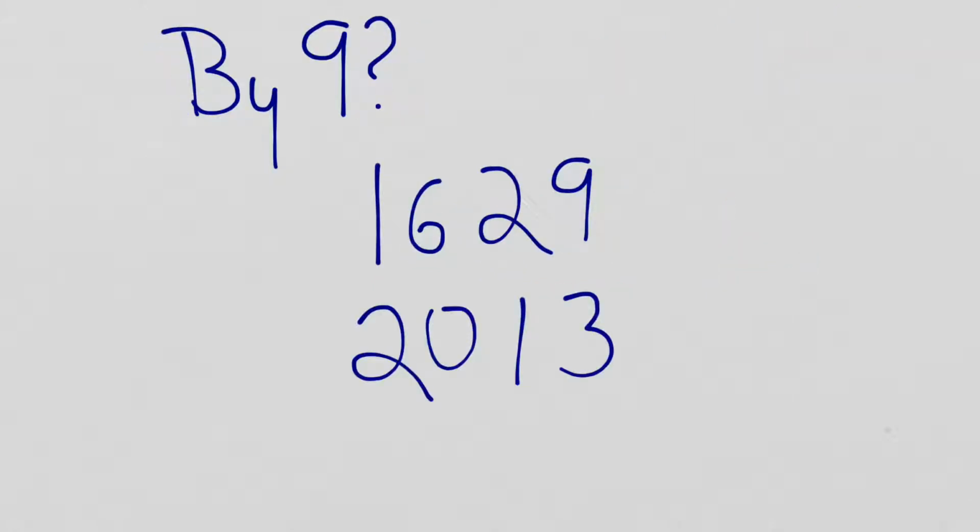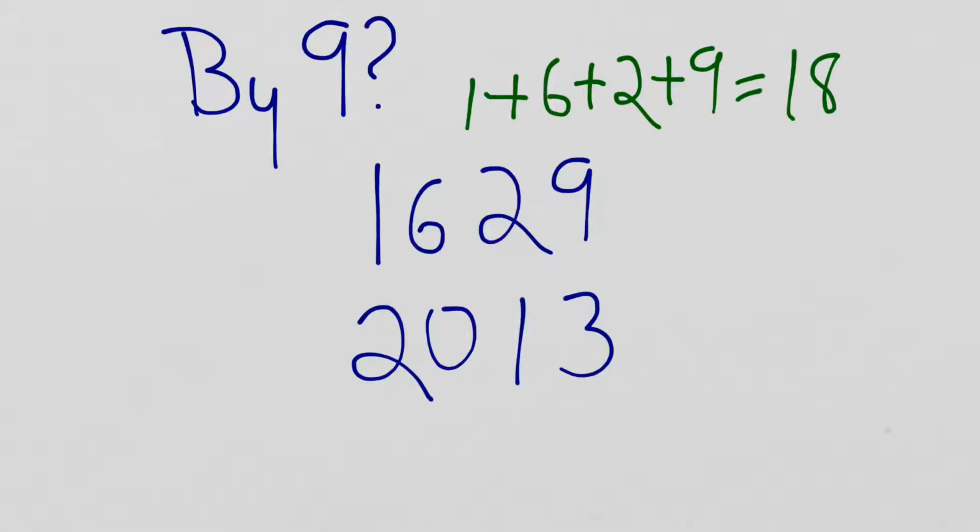The rule for determining if a number is divisible by 9 is very similar to determining if the number is divisible by 3. You first just add up the digits. 1 plus 6 plus 2 plus 9, that's 7 plus 9 plus 9 equals 18. Only this time we're going to ask ourselves, is 18 divisible by 9? Yes, it is. 9 is a factor of 18, so that means 1,629 is divisible by 9.